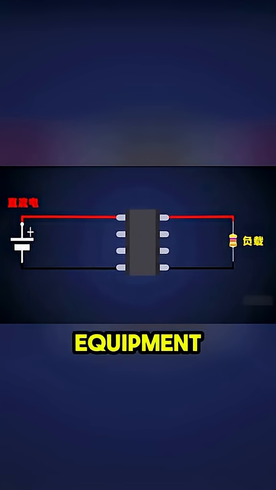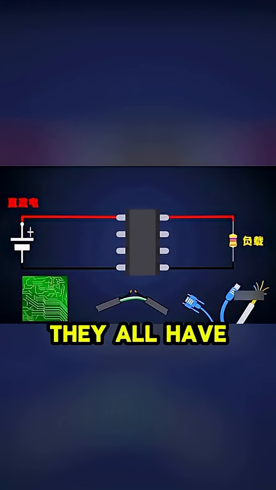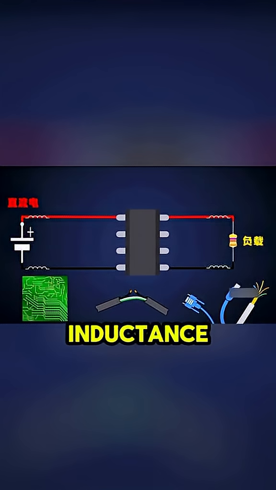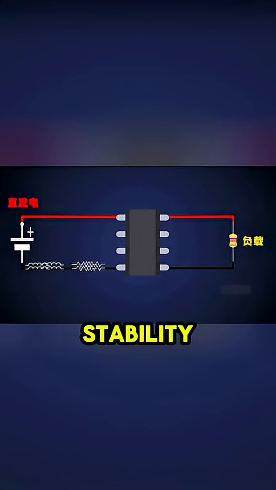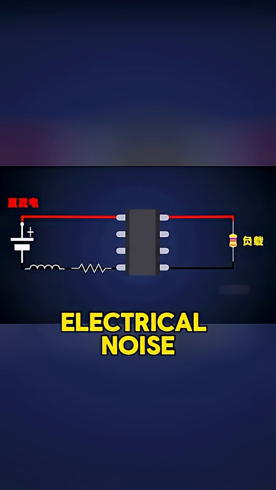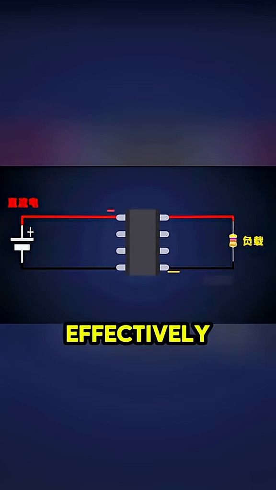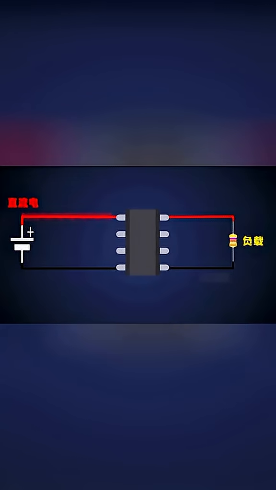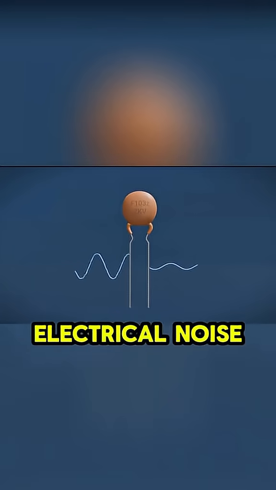In daily electronic equipment, there are many PCB traces, wires, and leads. They all have some parasitic resistance and inductance. While the individual values are small, together they can affect the current stability, producing strong electrical noise. This noise is a high-frequency AC signal, and a capacitor can effectively divert this noise away. This function is called decoupling. It's very effective at removing electrical noise in audio.